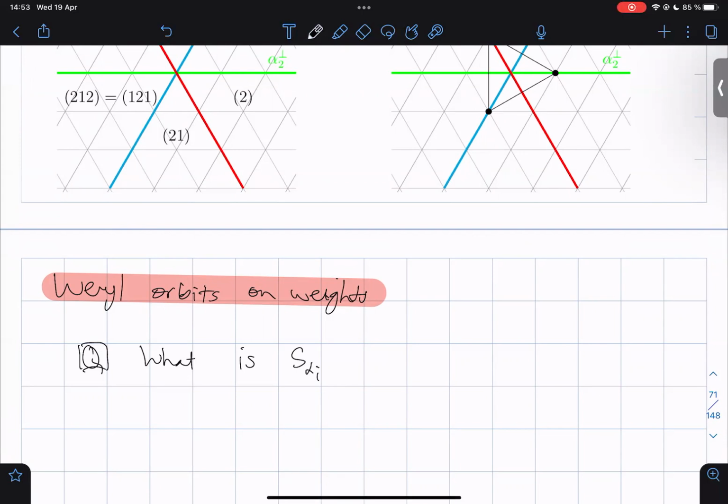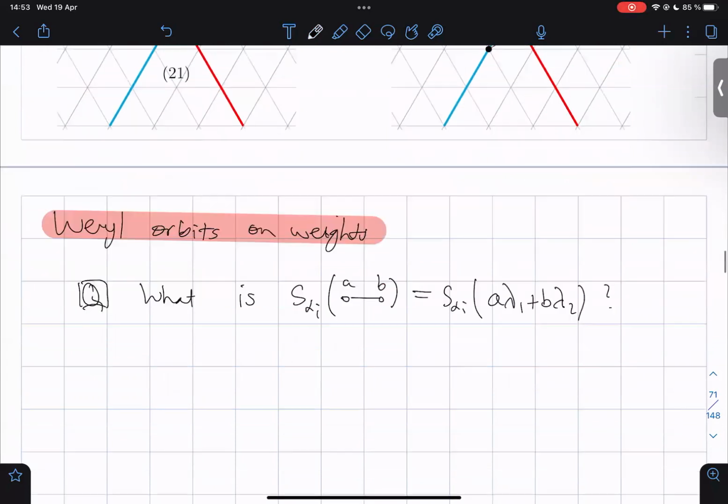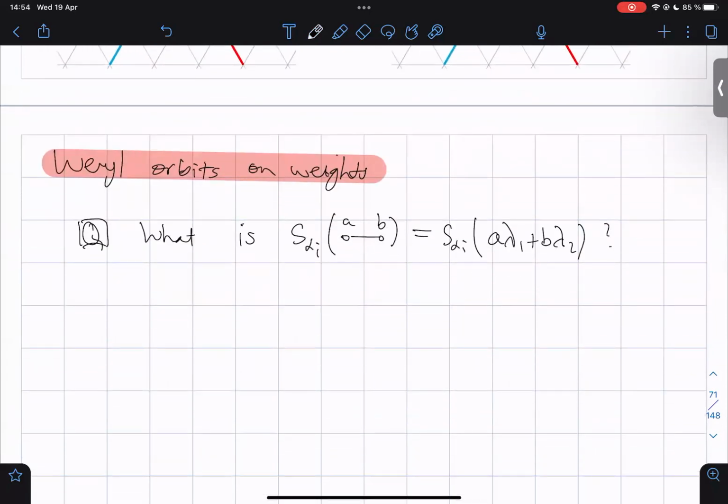So let's take the ith simple reflection and let it act on a weight. Specifically this means a lambda 1 plus b lambda 2. We want to be able to evaluate the effect, and then we can see what these orbits look like. I'm not going to use summation convention below, just to be a little bit more clear.